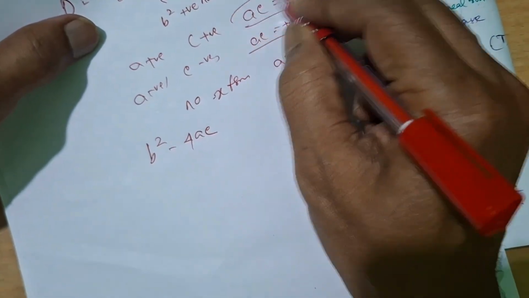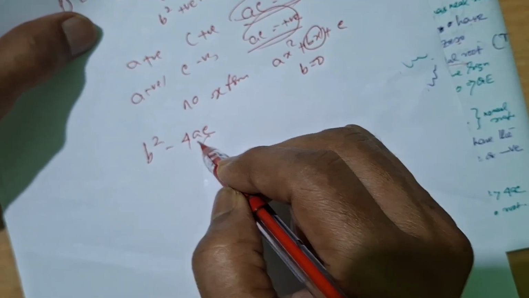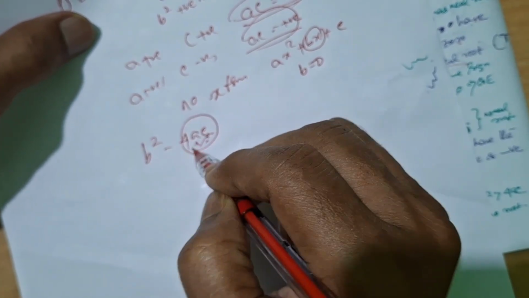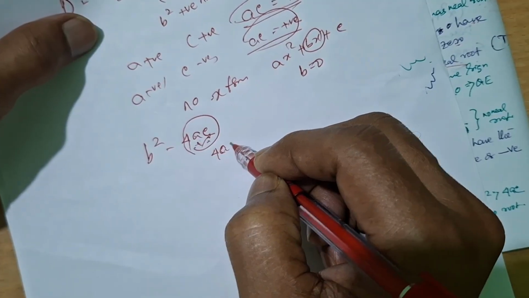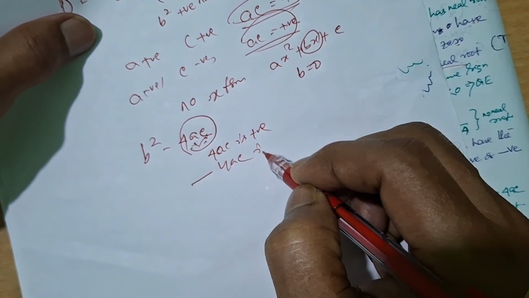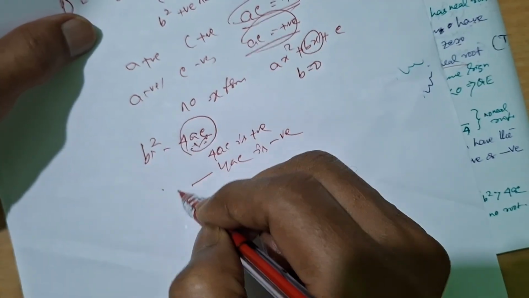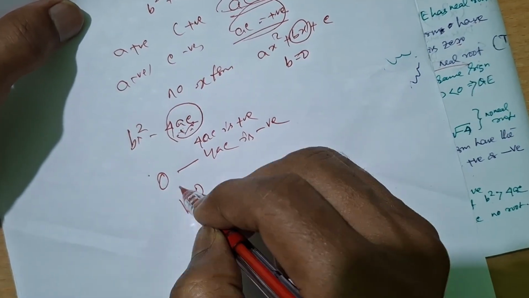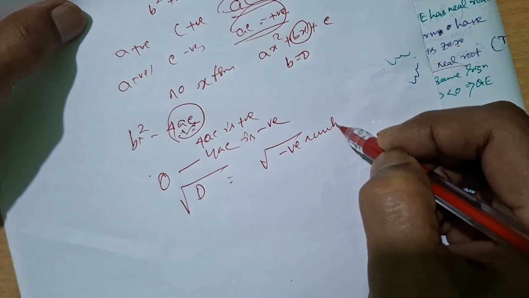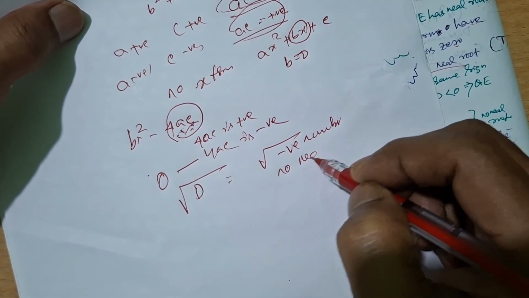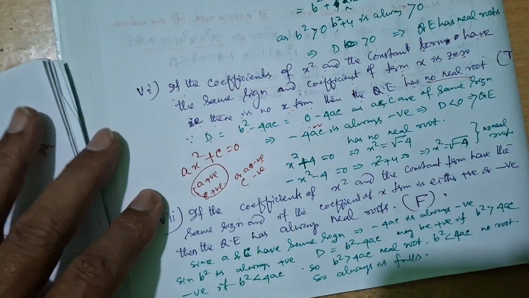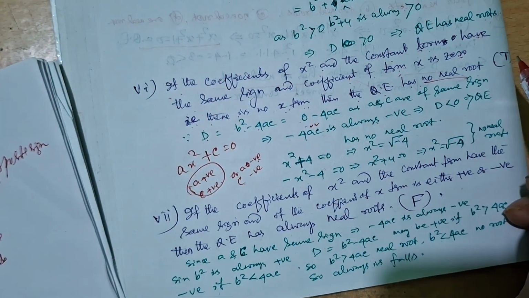What is this? Whatever the case, since they are of the same sign, either positive or negative, 4ac is always positive, minus 4ac is negative, b square is 0. So D, the root over a negative number, gives no real root. We have read earlier that it has no real root. So it is true.